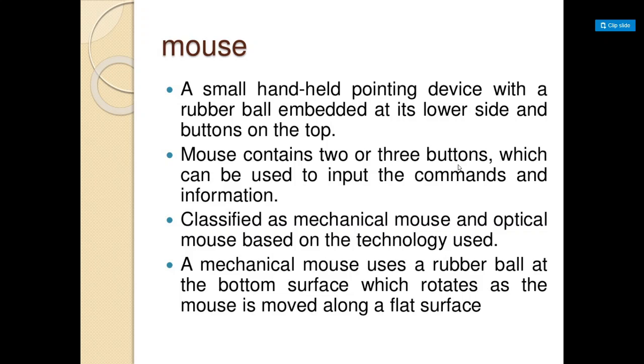So when you click, that is also again a physical or mechanical work that is converted into electrical signals, and we see the work being done on the screen, or you can say it is virtual work being done. So a mouse is a small handheld pointing device with a rubber ball embedded at its lower side and buttons on the top. Here I'm talking about the mechanical mouse that was used before.